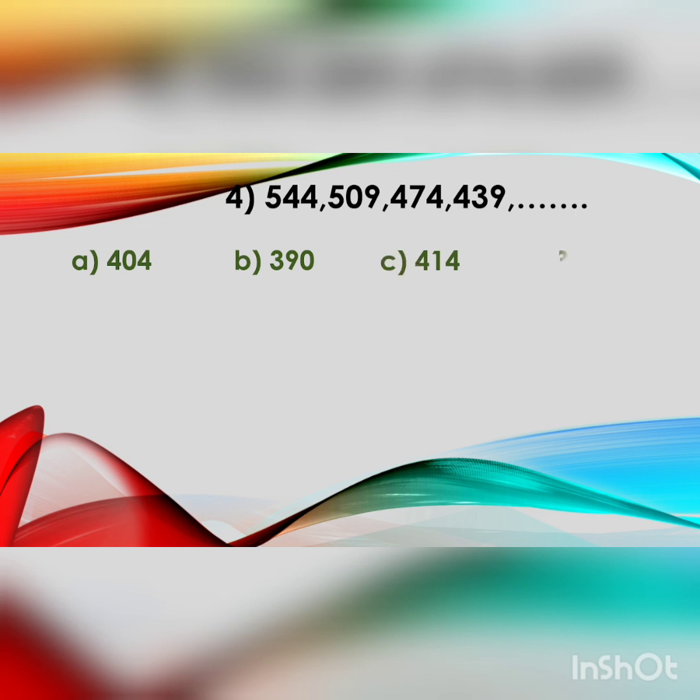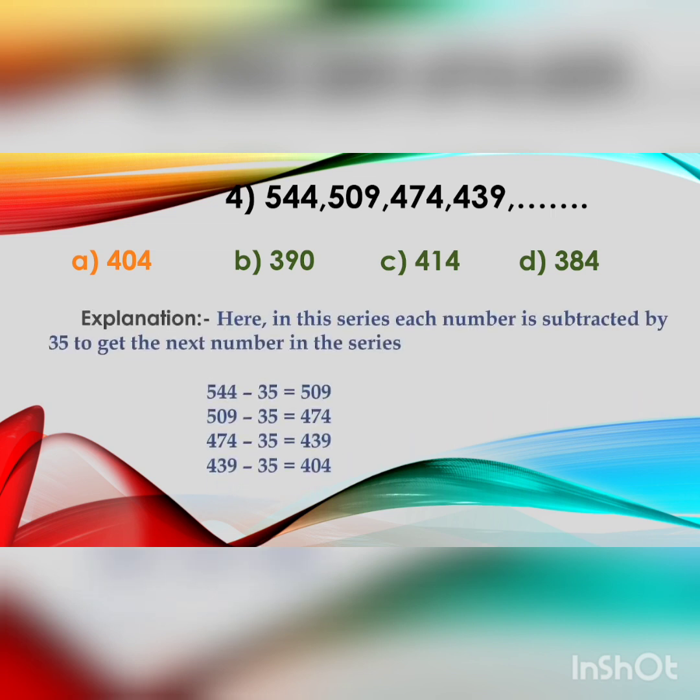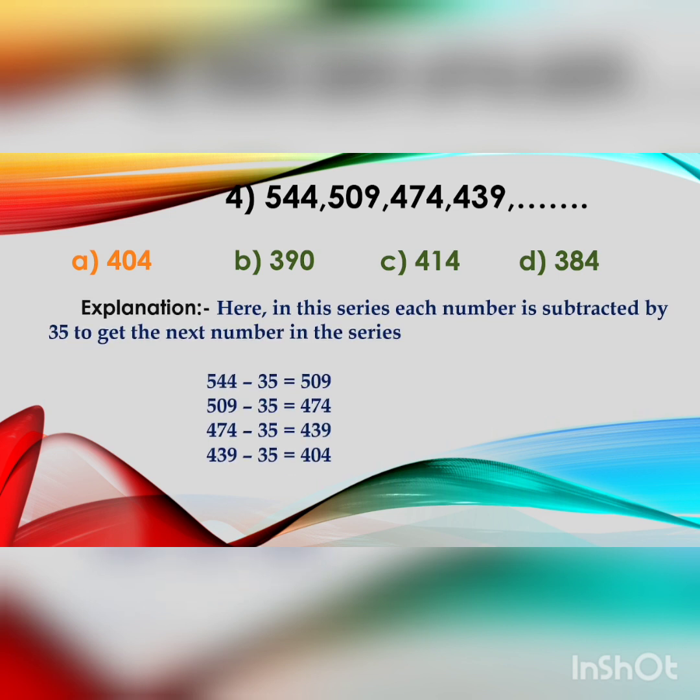So in the first step 35 is subtracted from 544 giving 509 as the next number of the series. Next subtraction of 35 from 509 gives 474, and again subtraction of 35 from 474 gives 439. So to get the next number of this series we have to subtract 35 from 439 and this gives us 404 as the next number of the series.